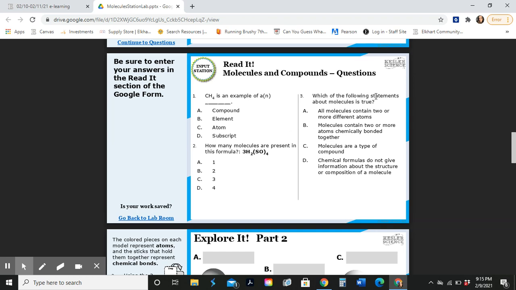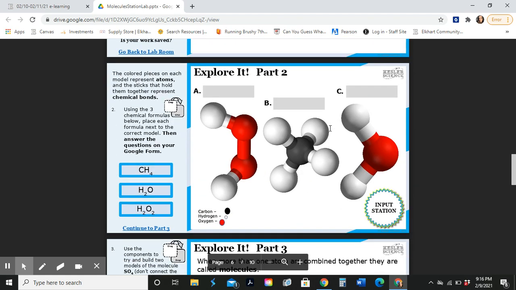Which of the following statements about molecules are true? All molecules contain two or more different atoms. Molecules contain two or more atoms chemically bonded together. Molecules are a type of compound. Chemical formulas do not give information about the structure or composition of a molecule.